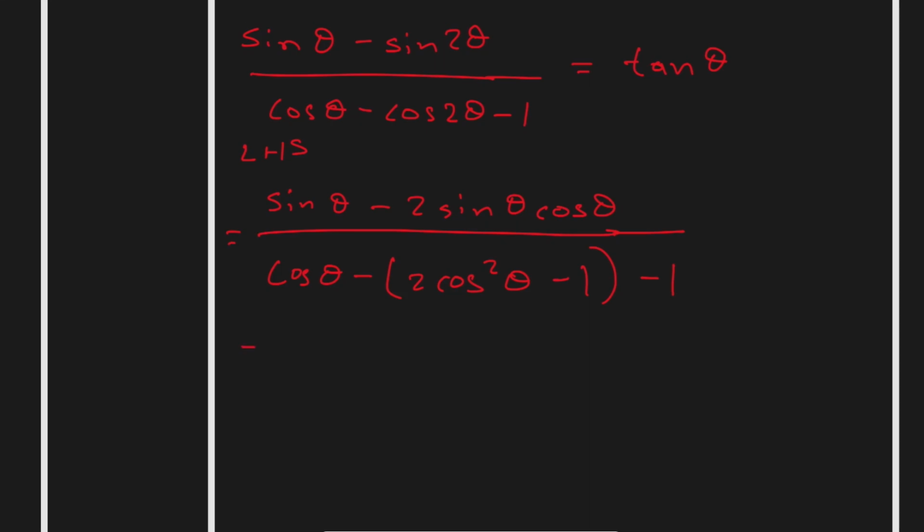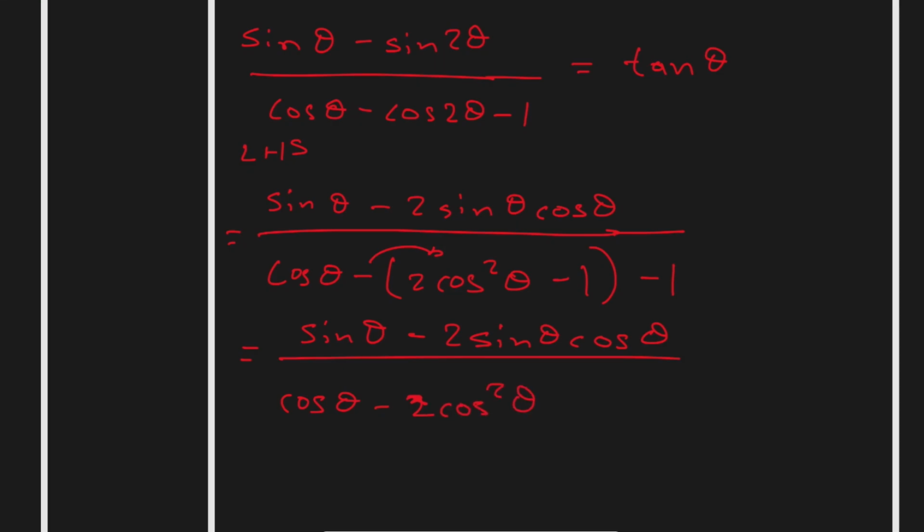So now if we simplify at the bottom, at the top we still have sine theta minus 2 sine theta cos theta. At the bottom, we're going to get cos theta. Then we say this multiplied by that. That's going to be negative 2 cos squared theta. This by that, that's going to give us positive 1. And we still have minus 1. So automatically, this positive 1 and negative 1 will cancel out. If you say 1 minus 1, that is going to be 0.